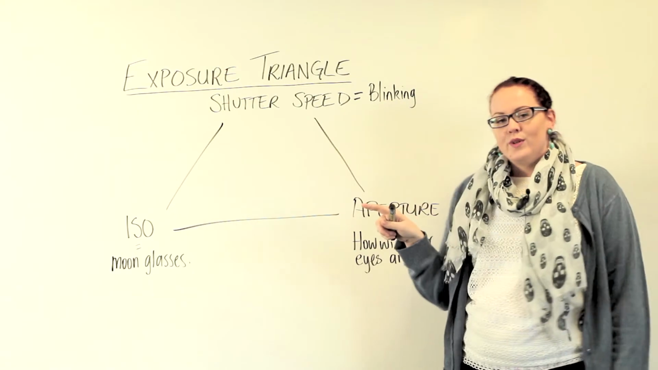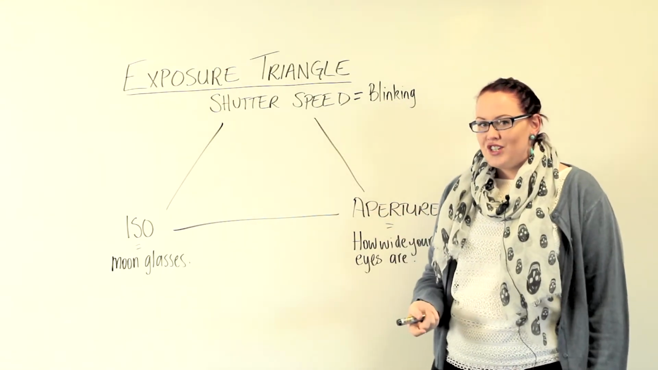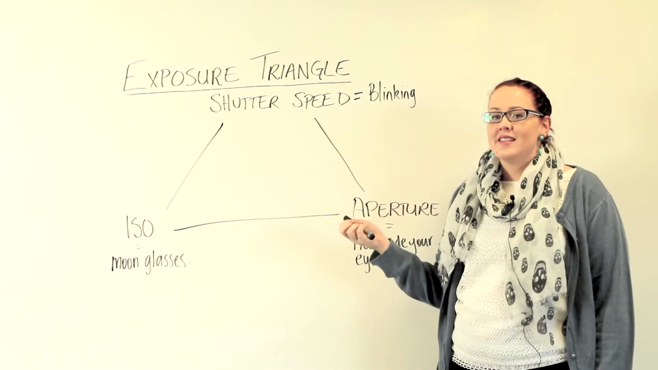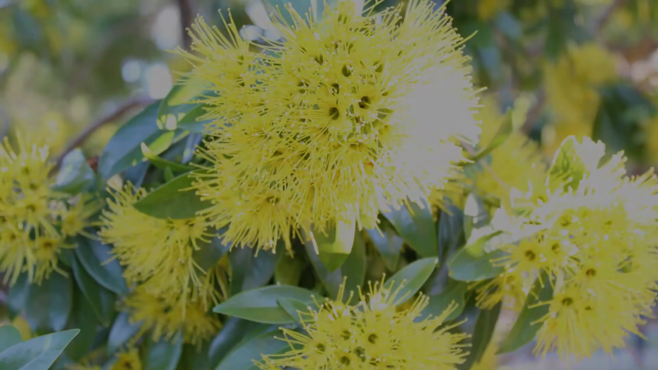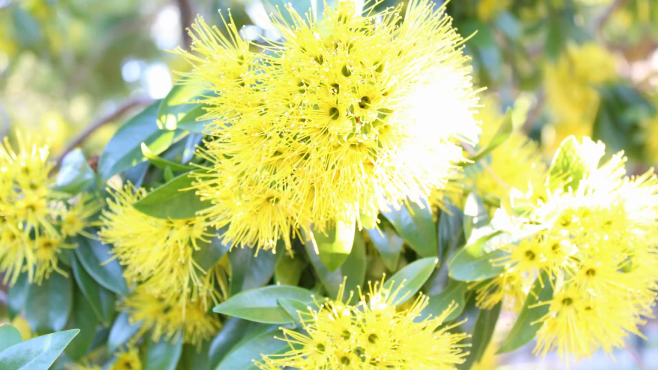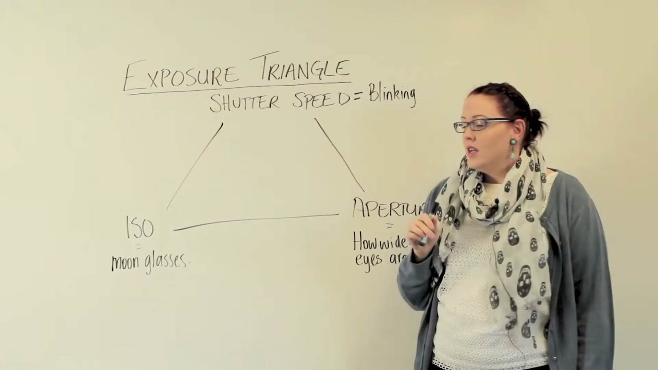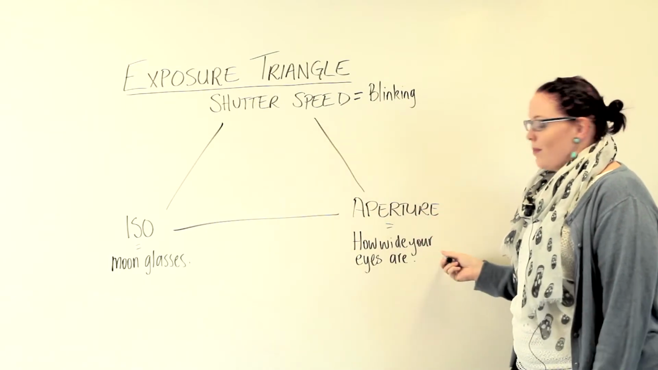When we talk about exposure, we're talking about how bright or dark an image is. If we have a high exposure, the image can be too bright, and if you've got low exposure or underexposure, it's too dark. The way we control the exposure is through this triangle. The first thing we're going to look at is aperture.